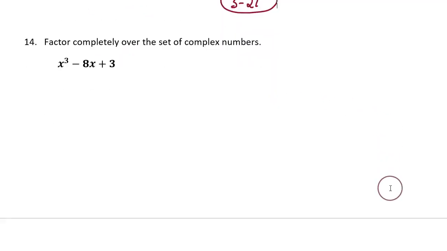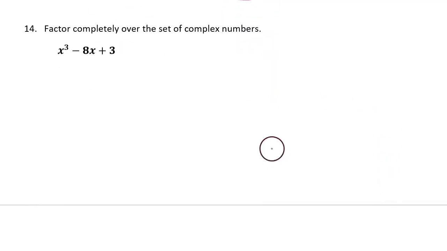Now, number 14, factor this completely. This is not one of the factor patterns that we recognized from earlier this year. It's not a trinomial that you use FOIL. It doesn't have a GCF. It's not a difference of squares. It's none of those things. So to do this, let's start with synthetic division.